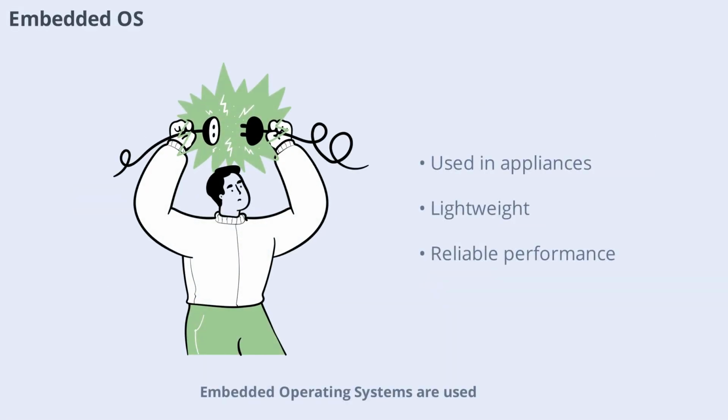Embedded operating systems are used in specialized devices like smart appliances, cars, and industrial machines. These OSs are lightweight and designed to perform specific functions reliably, often with limited hardware resources.